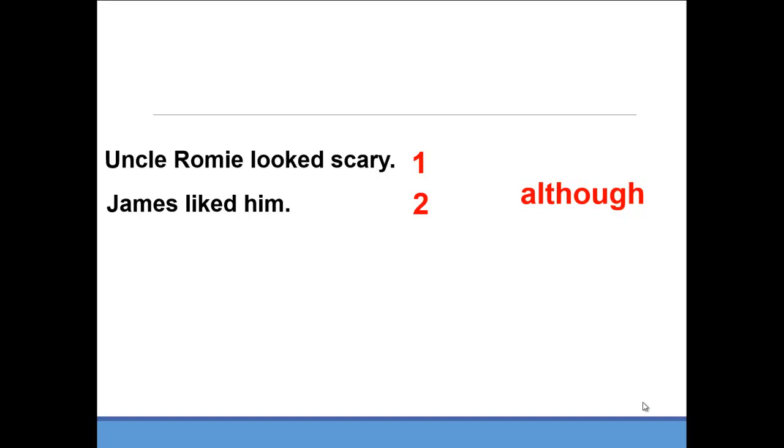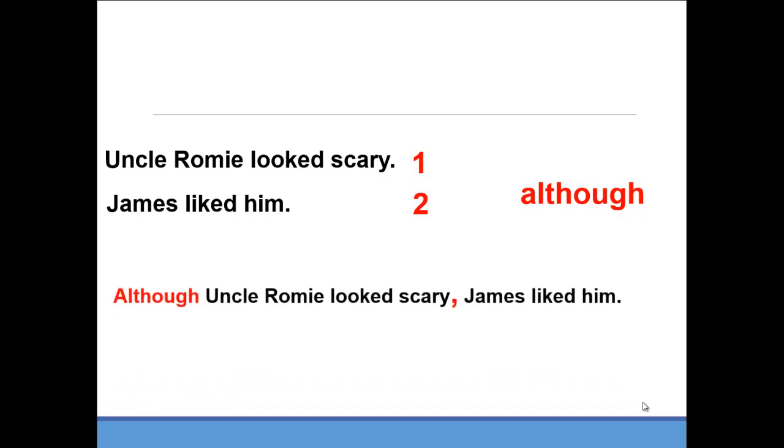Which action happened first? Uncle Rumi looked scary. So the conjunction although comes before the first action or the first event. So the answer will be, although Uncle Rumi looked scary, what happened? James liked him. Again, as you can see in this example, the conjunction starts the sentence, so we need to put a comma at the end of the first part.